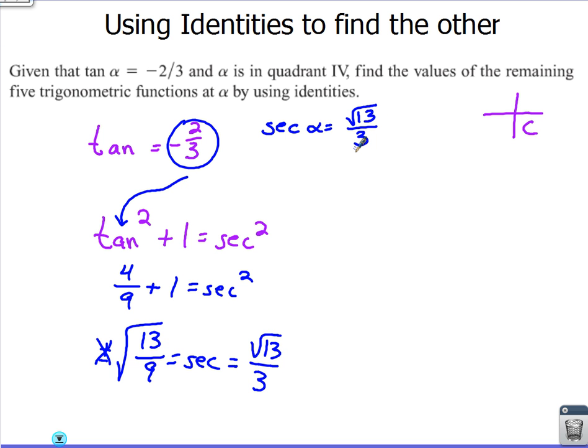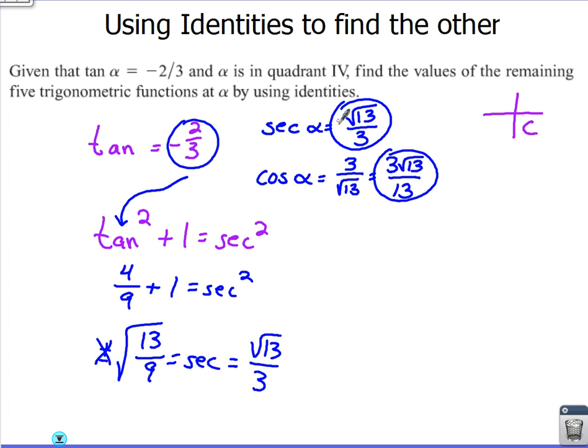Since we have secant, what else do we have? Good. The cosine of alpha is simply the reciprocal of that. You'll see all these relationships that we've got going on now. Secant is root 13 over 3, so cosine would be 3 over root 13, which we do have to rationalize. Multiply top and bottom by root 13, that'd be 3 root 13 over 13. So there's secant and cosine.